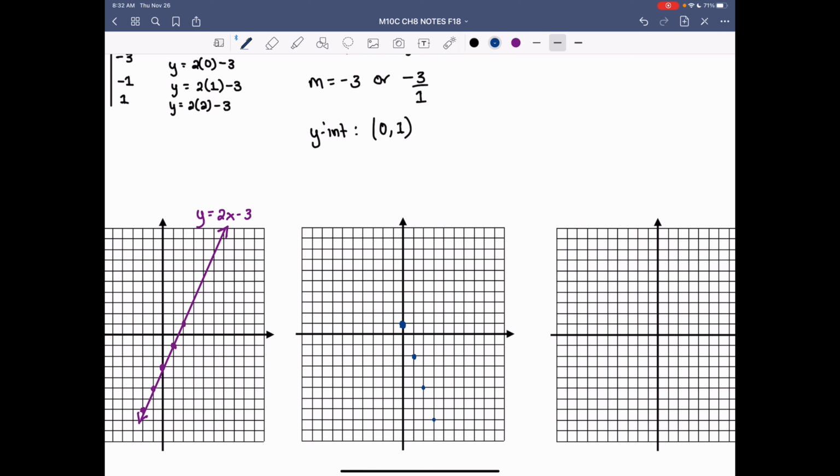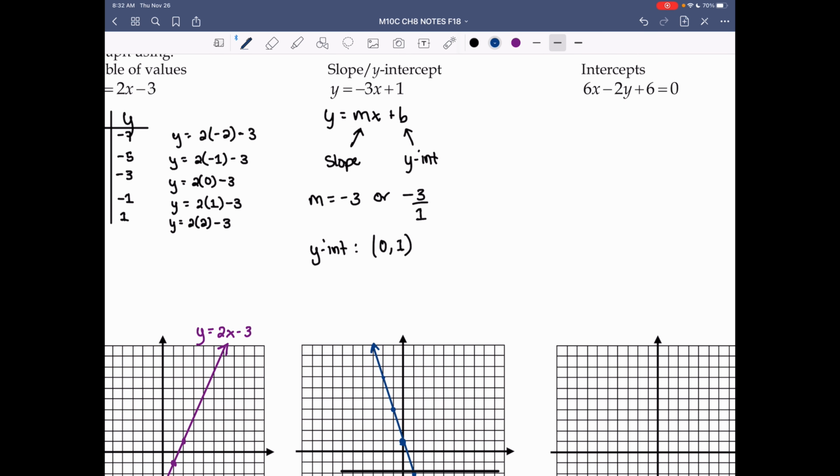To go up, we go up and then left. Up 3, left 1. Then we can join our points together with a line. And that is the graph of y equals 3x plus 1.